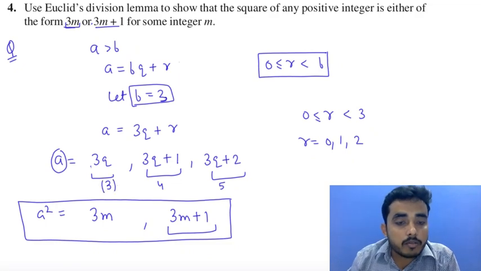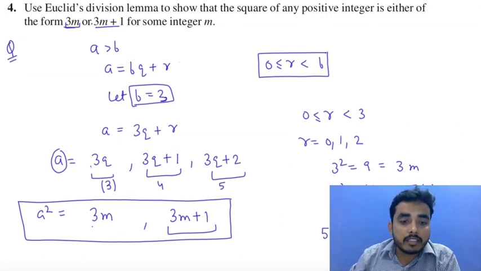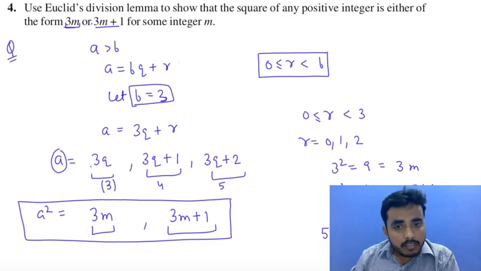If I take the square of 3, how much is the square of 3? This is 9. So I can write this as 3 times m, where m is equal to 3. So 4 square is 16. This is 15 plus 1. So I can write this as 3 into 5 plus 1. So this is again 3m plus 1 form. 5 square is 25. So this is 24 plus 1, which is 3 into 8 plus 1, and this is again of the form 3m plus 1. So the square of any positive integer will always be of the form either 3m or 3m plus 1.